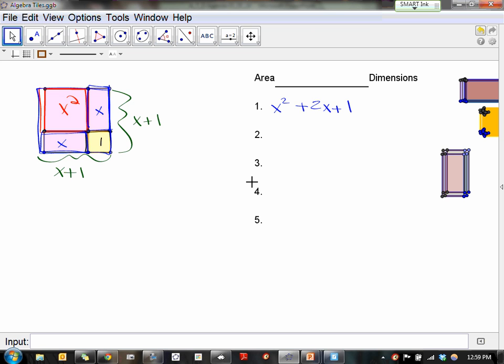So the dimensions are x plus 1 times another x plus 1, but in a more compact way, we could write that as x plus 1 squared. This represents the area of a square. Now I want to link in your mind, whenever you hear the word completing the square, I want you to think about creating a square, like I have here. Completing a complete square.